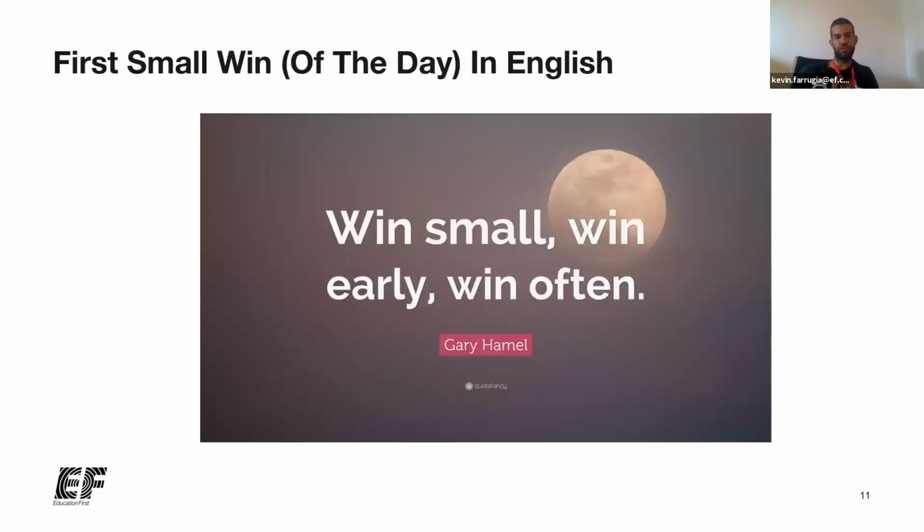And it's also the first small win of the day in English. With that small win, you can then build on it. But expecting them to do this much is a bit more difficult. So start small, get that small win, get them to speak in English, and then you move on to the bigger tasks, to the more challenging tasks.